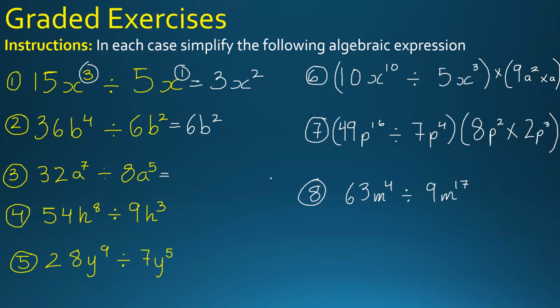Okay. And then you get 4A to the power of 2. You say 4A to the power of 2? Yeah. Because 32 divided by 8 is 4, and then for the power, 7 minus 5 is 2. Okay, good. Very good.